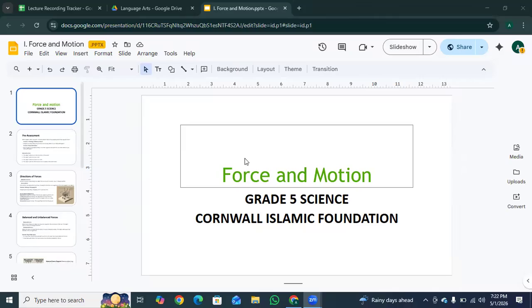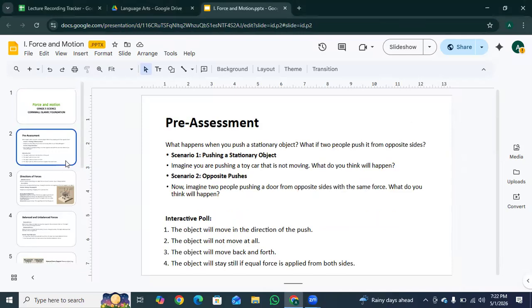Hey students, so today we are going to discuss the topic of force and motion. This is your pre-assessment, and here we have two scenarios. You have to give the answer to this. What happens when you push a stationary object? What if two people push it from opposite sides?